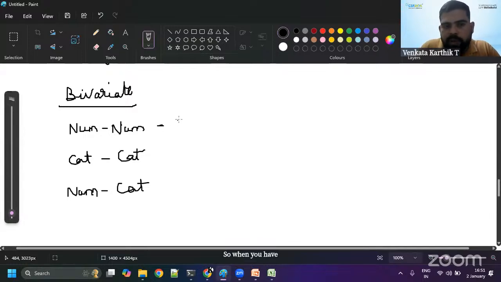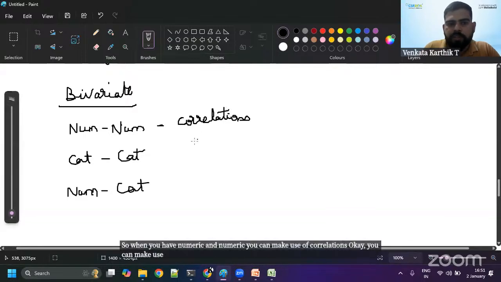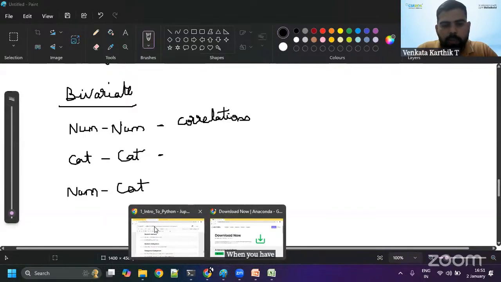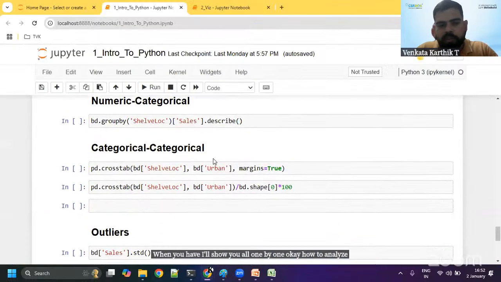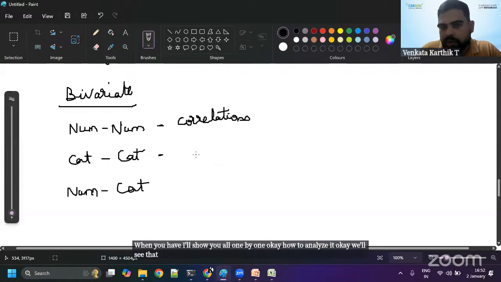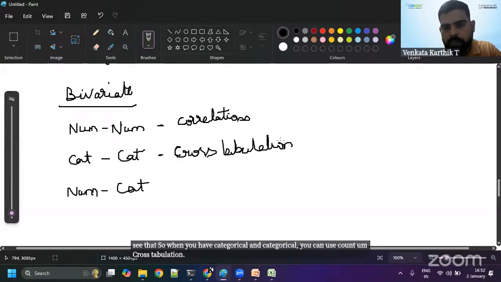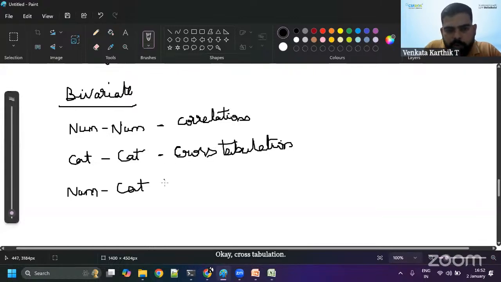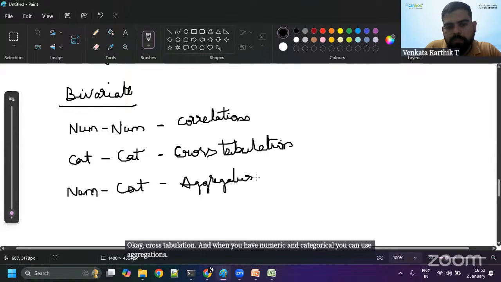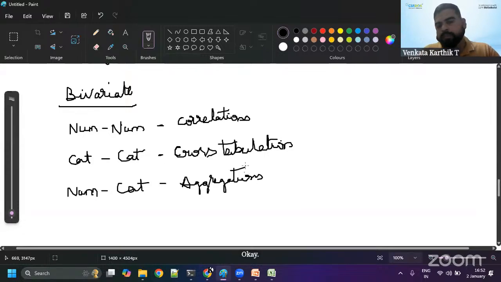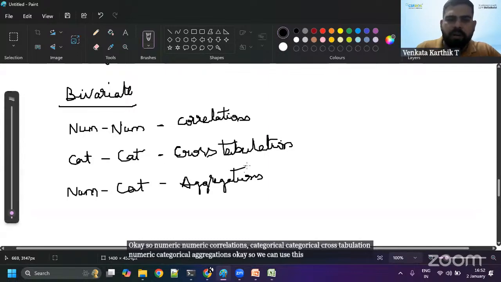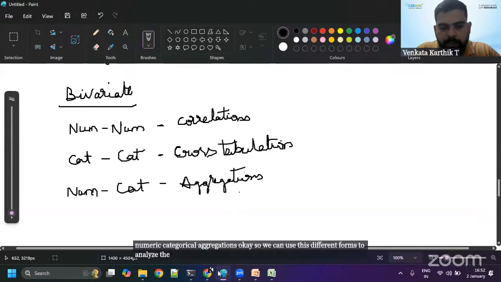When you have numeric and numeric, you can make use of correlations. I'll show you all one by one how to analyze it. When you have categorical and categorical, you can use cross tabulation. And when you have numeric and categorical, you can use aggregations. So numeric and numeric, correlations; categorical and categorical, cross tabulation; numeric and categorical, aggregations. We can use these different forms to analyze the variables. Let me show you what we mean by all these things.